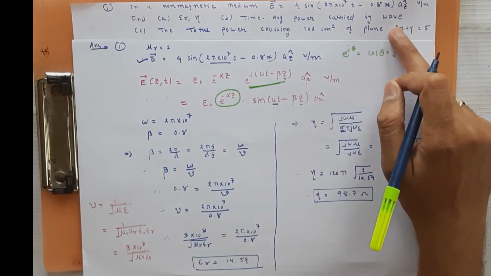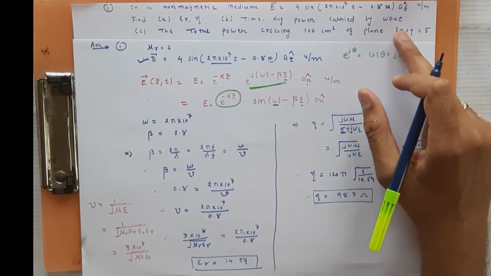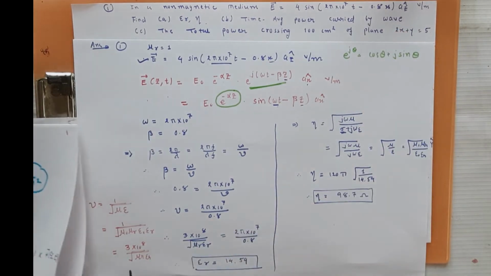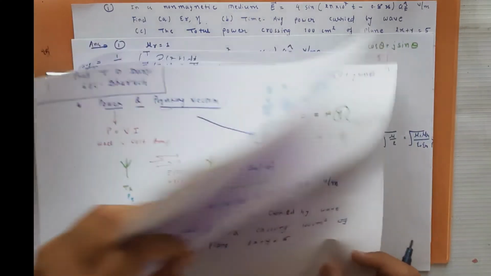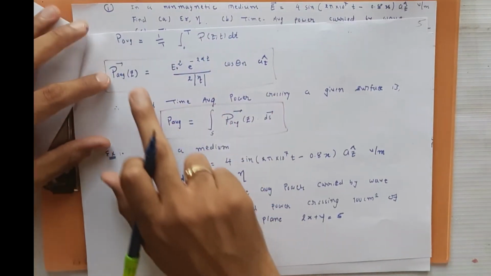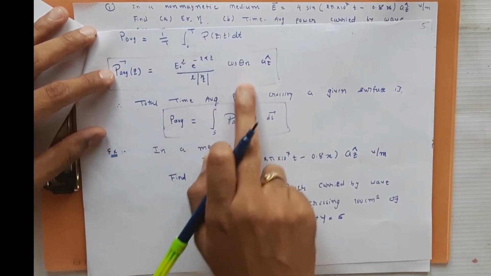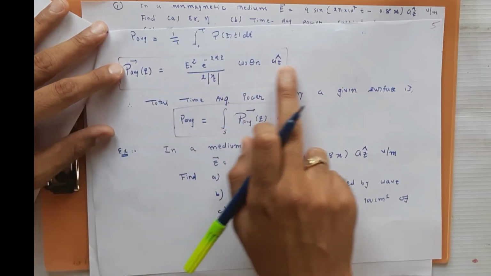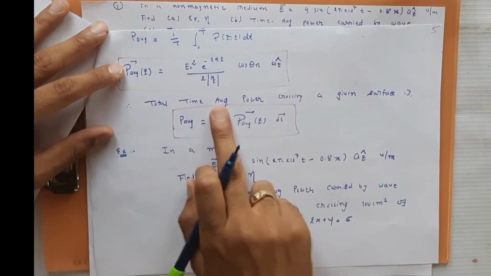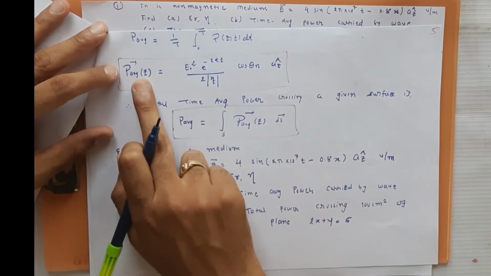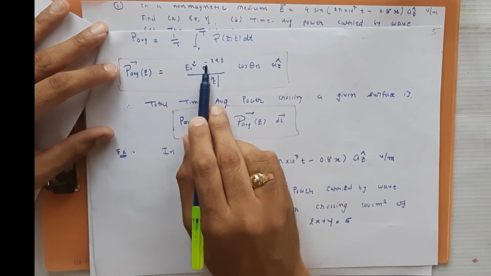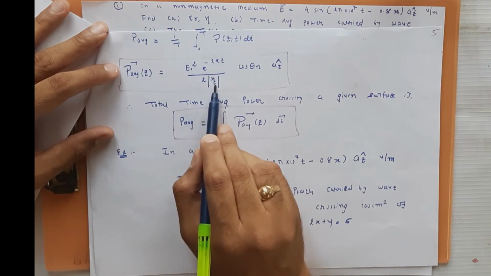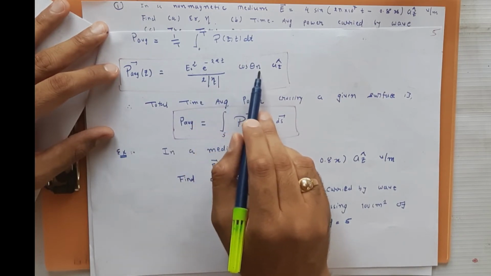Now the next thing is the time average power carried by the wave. Here we have to find the time average power that we discussed in the last video lecture. What is time average power? This one is my time average power. This equation is based on the time average power, the total time average power crossing the surface, but this one is my time average power: E0 square e raised to minus 2 alpha z upon 2 eta into cos theta n.